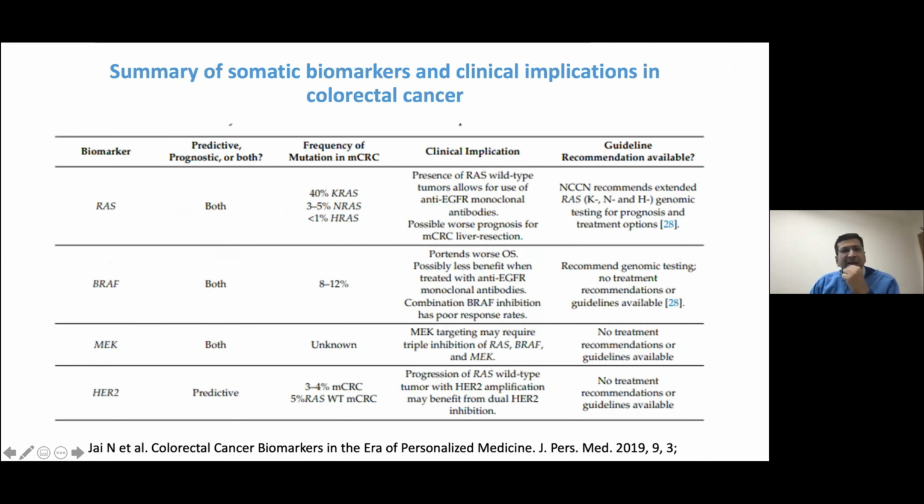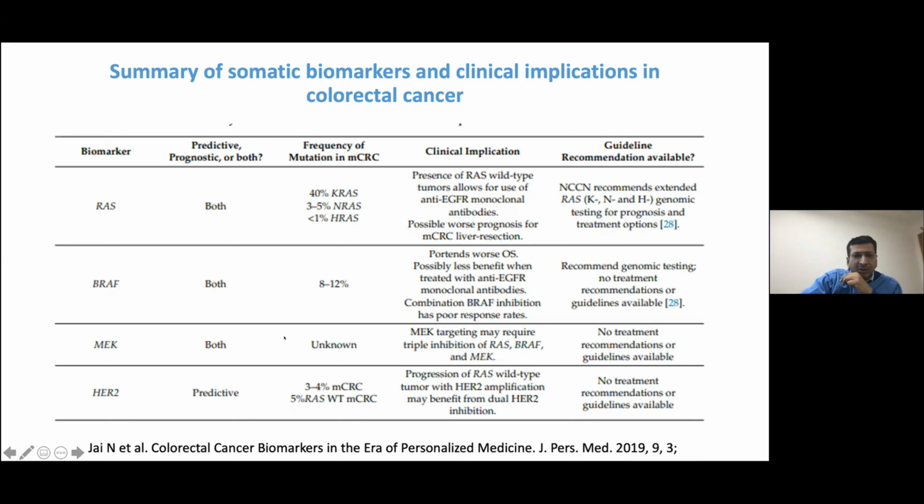Just summarizing the somatic biomarkers and clinical implications: RAS is both prognostic and predictive. Frequency is approximately 40 to 45%. RAS wild type is a good prognostic, and RAS wild type patients can be given EGFR therapies. NCCN recommends BRAF testing; it is both prognostic and predictive. Frequency is approximately 10%. Presence means worse survival. Yes, it is recommended to do the testing. But we can manipulate if a BRAF mutation is there, in combination with EGFR therapy.